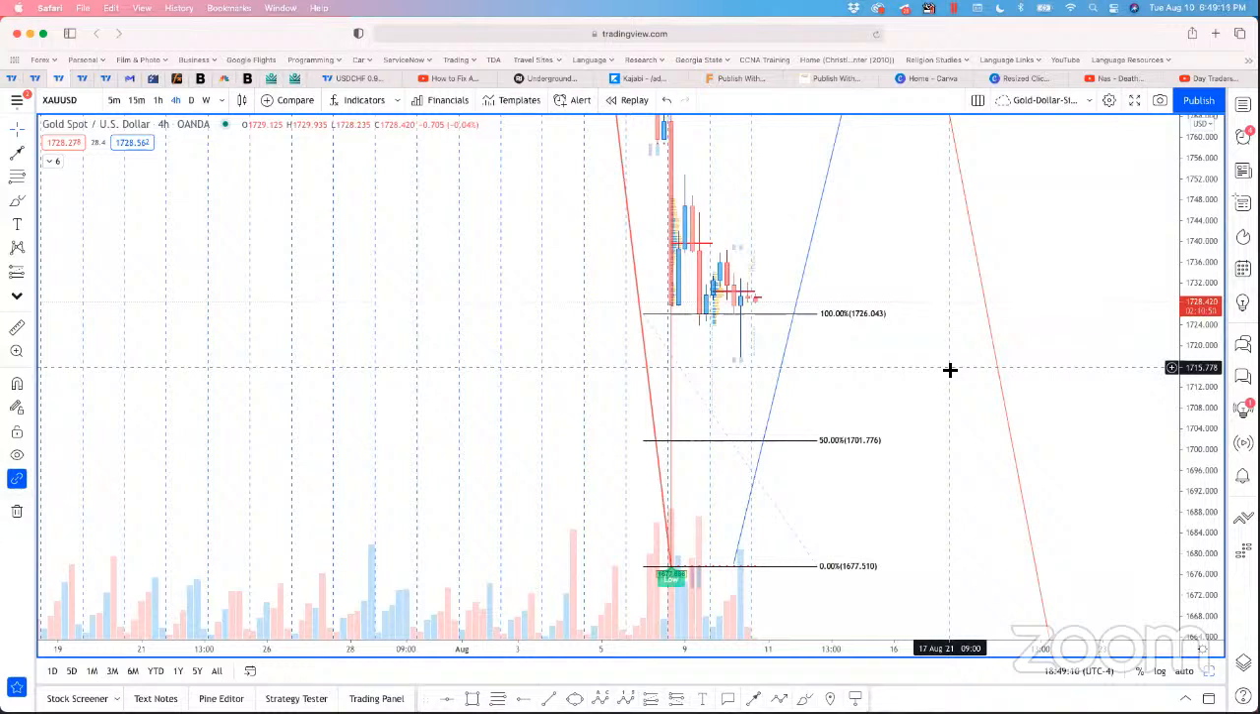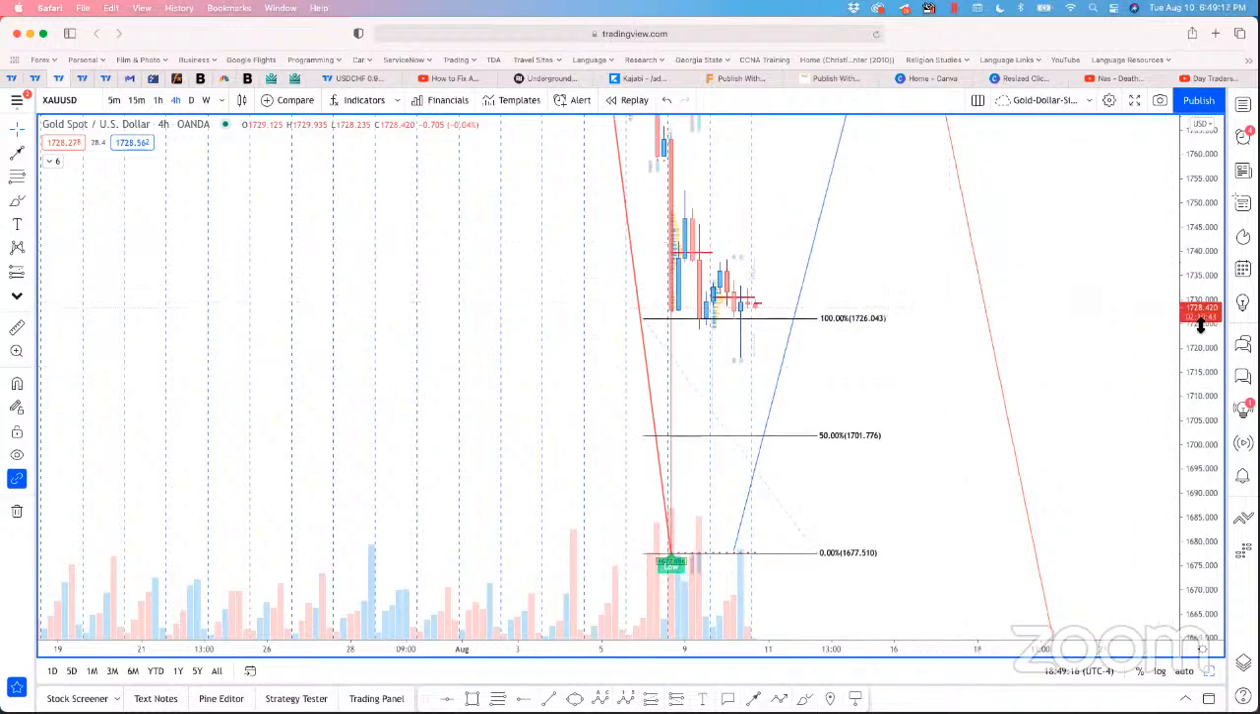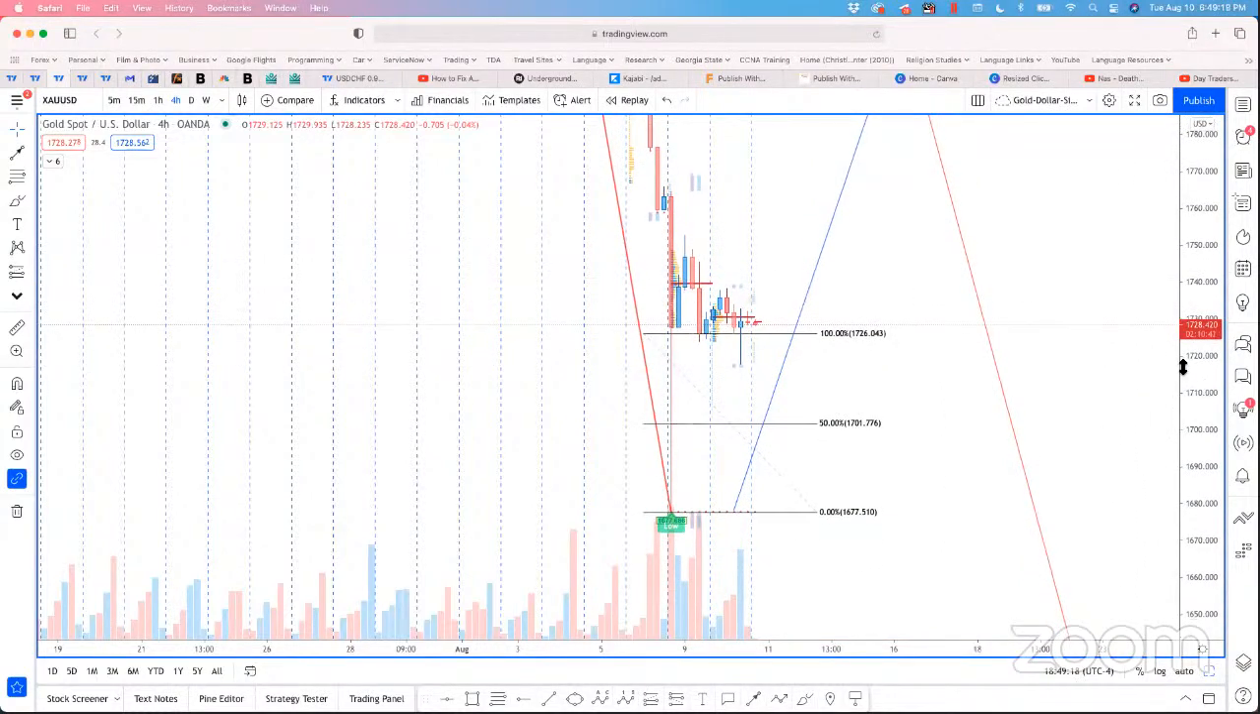I'm in position for it to come up to my 1735 area, and then give me another drop. It's not really looking like it's ready yet, though. It's consolidating like a sucker. But I'm gonna just wait, and I'm gonna see what it does at the end of the week.